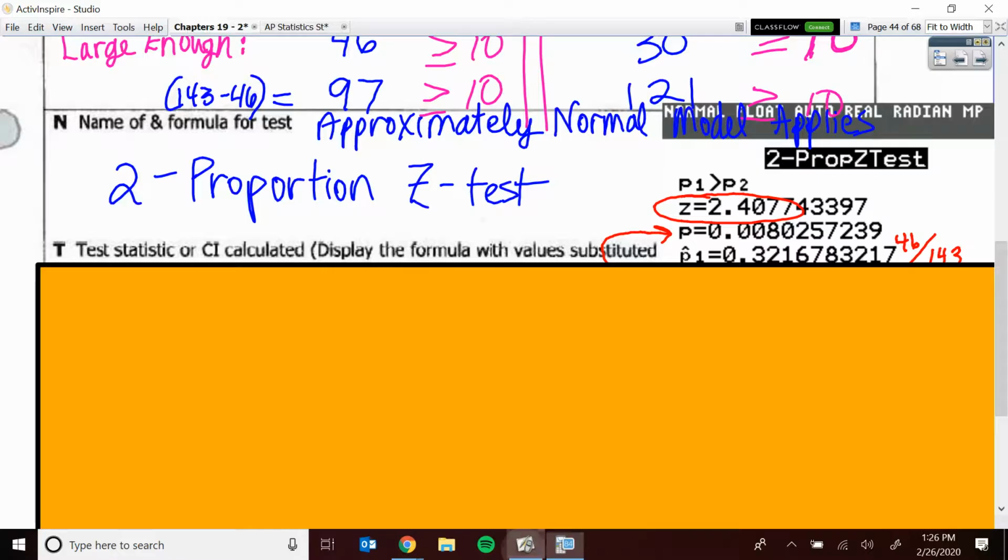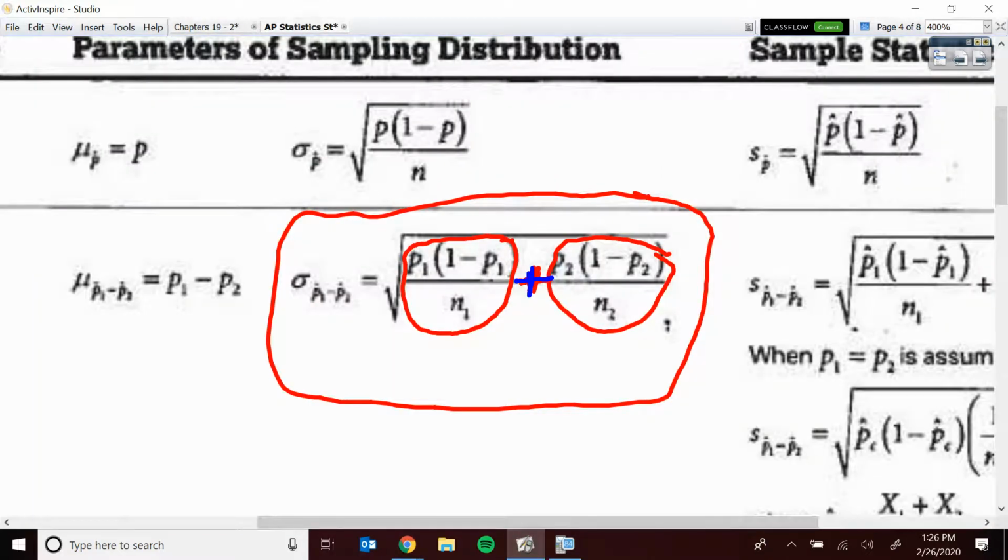Now, here is why I let us do the calculator for the 2 proportion ones. Let's just examine the 2 proportion standard deviation on the formula chart. Here it is. There's a whole heck of a lot of mistakes we could make in here computationally. So I'm going to try and minimize that by letting our calculator do it. But let's study it because there are multiple choice questions where we have to be able to follow what's going on here.